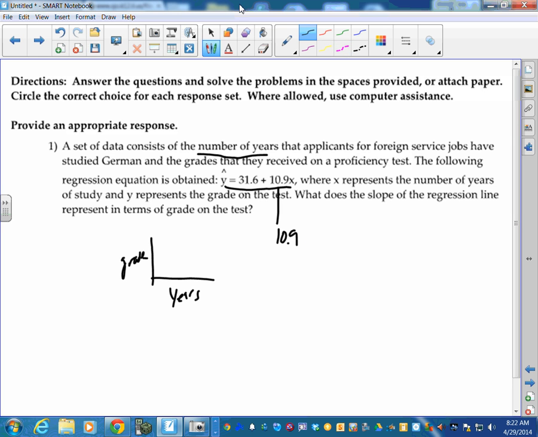Not everybody at once. How do you write the slope as a fraction? Rise over run. So 10.9 over 1. So for every 1 that way, you're going to go up this way. So what's it mean if you go 1 year to the right and up 10.9 in your grade? Blake. Yes, but what specifically do the numbers mean?